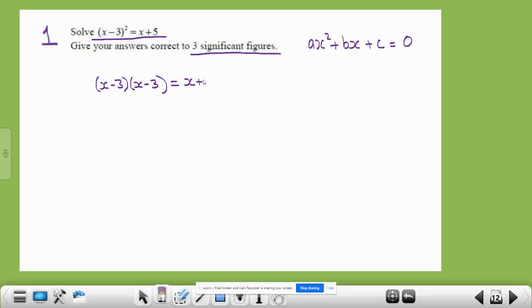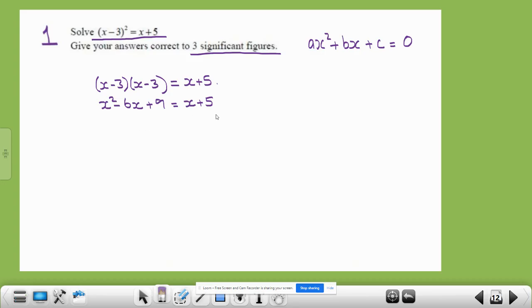(x minus 3) squared equal to x plus 5. And then we're going to multiply out those brackets. So we get x squared, and then we've got minus 3x, so that's minus 6x, and plus 9 equals x plus 5. You should be identifying where you've got a square, you get the number doubled in the middle and multiplied at the end.